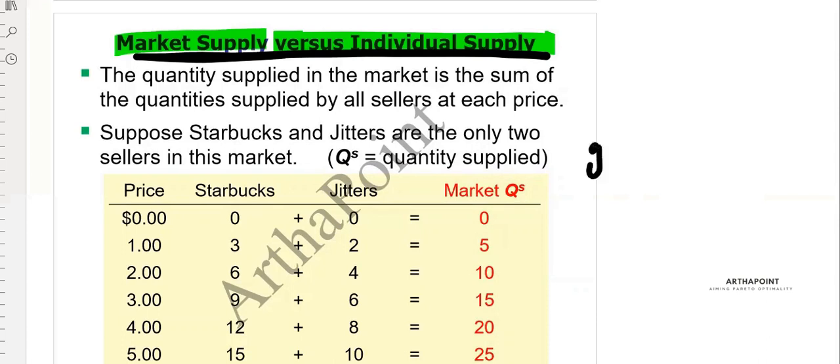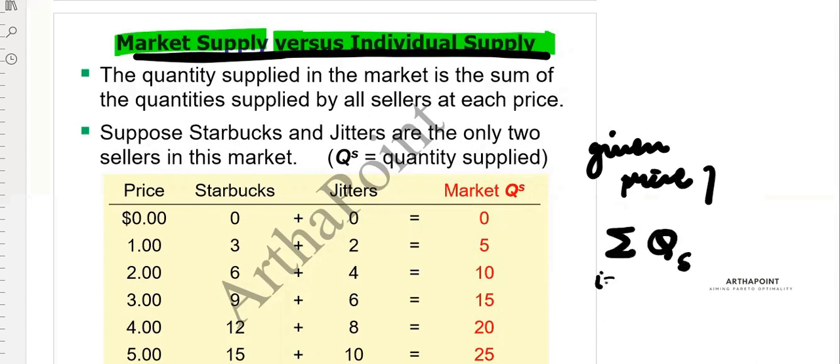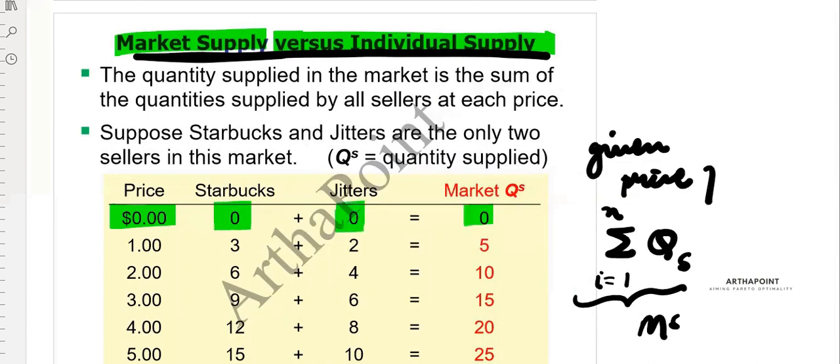At any given price, when I add the quantity supplied by different people, different firms, firm 1 to n, this gives me the market supply. So for example, when the price is 0, Starbucks wants to sell 0 and Jitters also wants to sell 0. So market supply is 0. When price increases to 1, Starbucks wants to sell 3 cups of lattes. Jitters wants to sell 2 cups of latte. So in the market, we will have 5 cups of lattes.